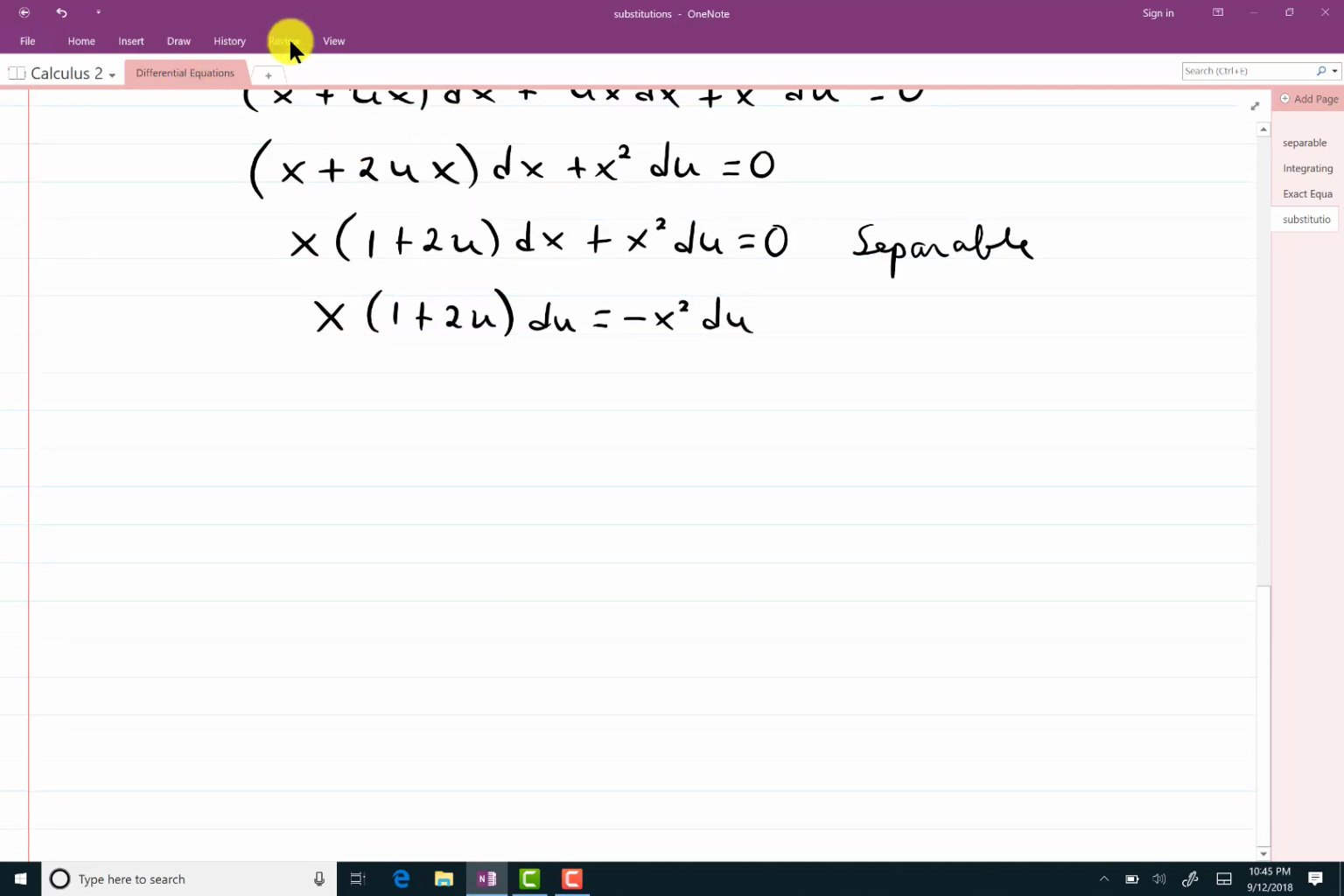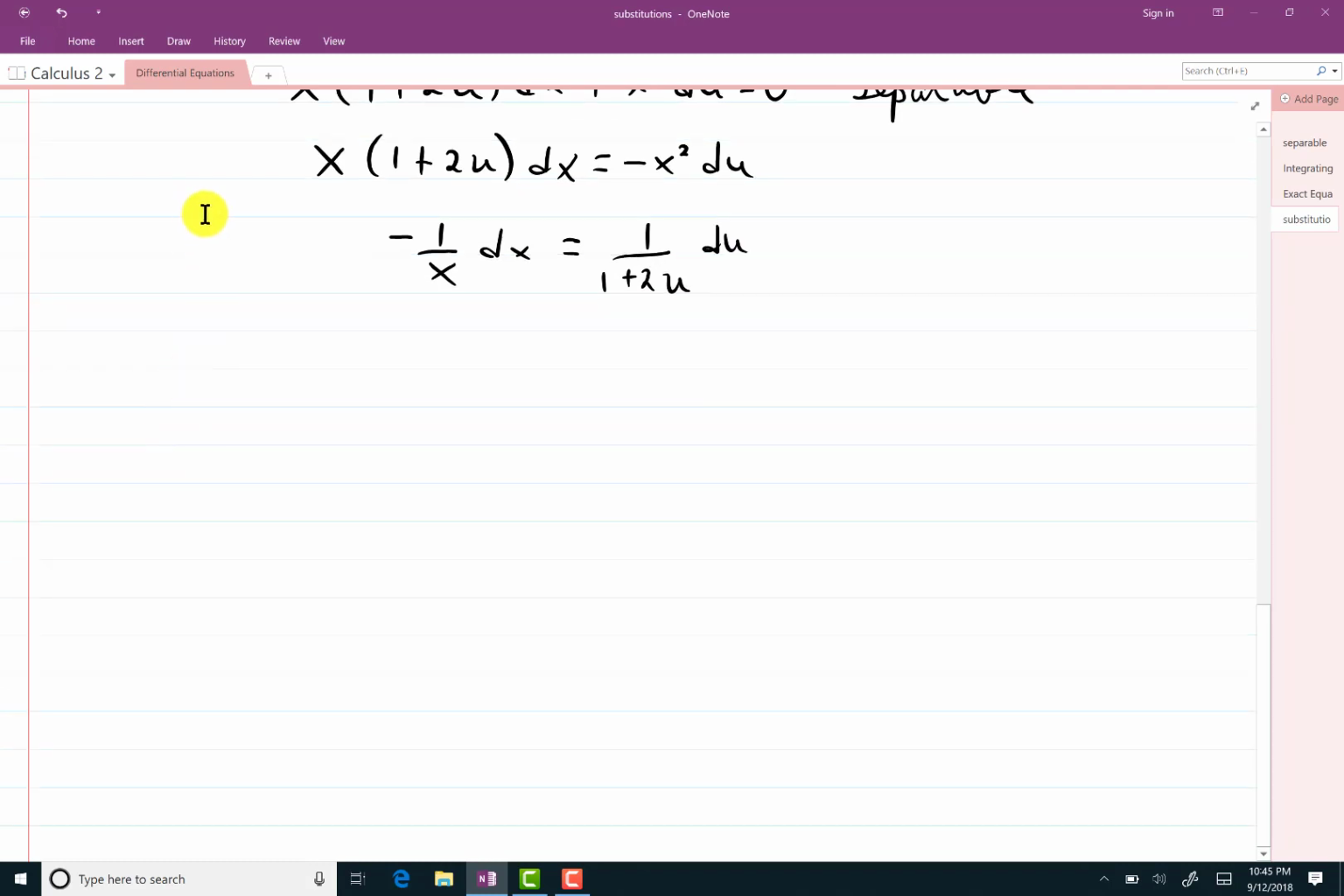And then I'm going to go and get u's on one side and x's on the other side. I think for the purposes of integration, I may make some certain choices here. So let me divide by negative x squared. That way I get negative 1 over x dx equals 1 over 1 plus 2u du.